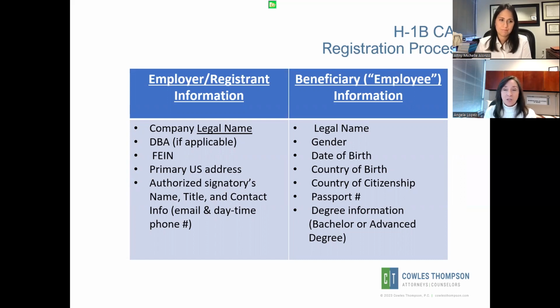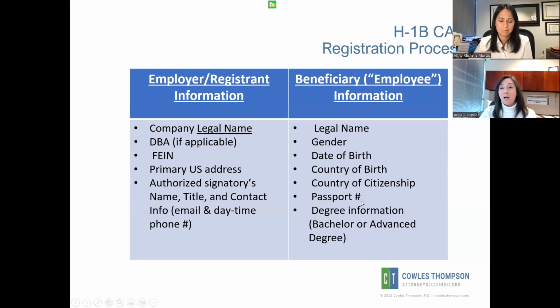All of this information has to be accurate because you will have to use the same information when you file your H-1B visa application. You don't want to give information that later on you're going to realize should have been different, because when you file that H-1B, if the information doesn't match, your H-1B is going to be rejected. Of course, who is going to sign the forms: name, title, and contact information.